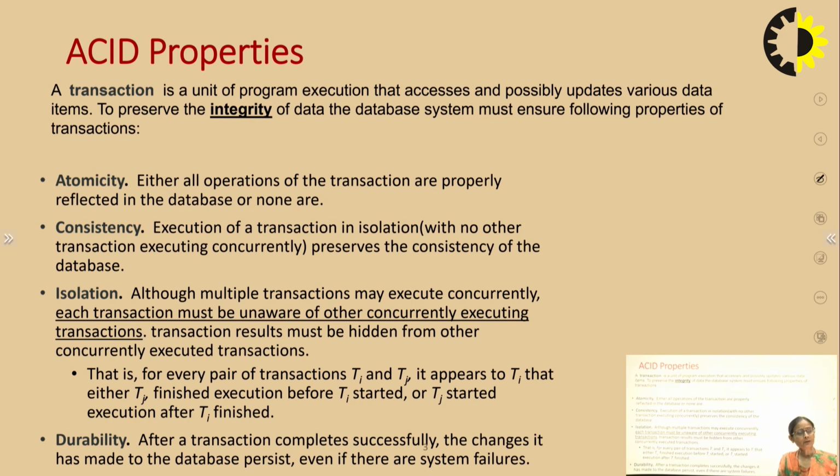When we talk about transactions, once you are executing a transaction, the integrity of the data in the database must remain. You need to ensure the integrity of the data. And how do we ensure the integrity of the data? You need to follow these 4 rules. All these 4 properties must be satisfied. And what are these properties? They are the ACID properties. A stands for atomicity, C stands for consistency, I stands for isolation, and D stands for durability.